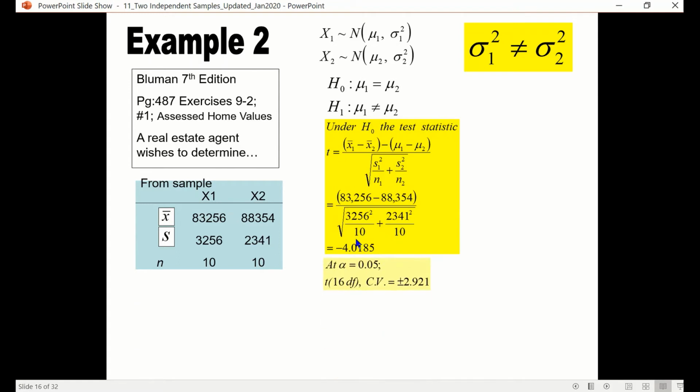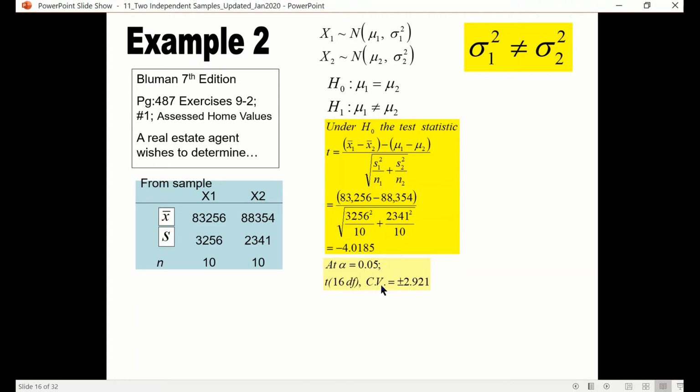So the test statistic will be equal to 83,256 minus 88,254 divided by the square root of 325 squared divided by 10 plus 2341 squared divided by 10, which is equal to minus 4.0185, at alpha 0.05 and a t distribution with 16 degrees of freedom.